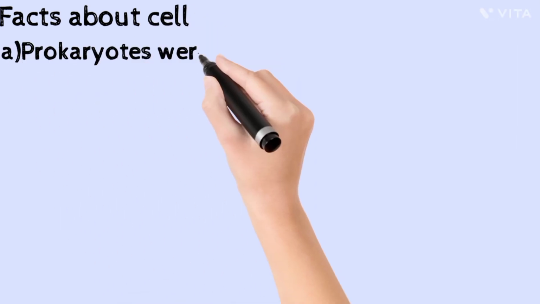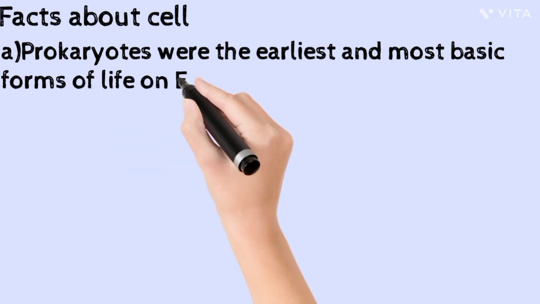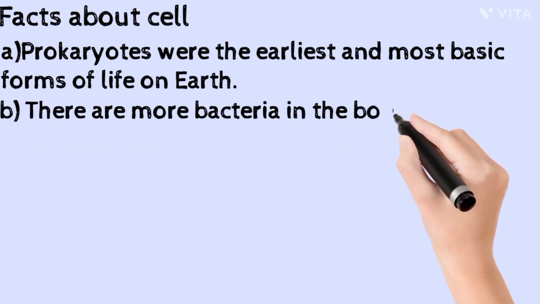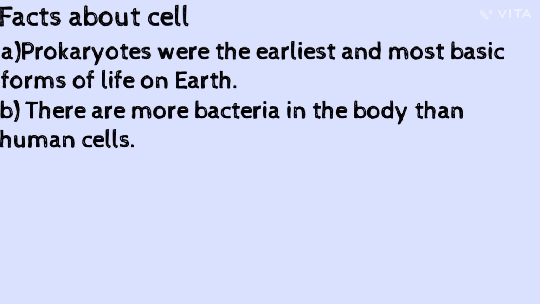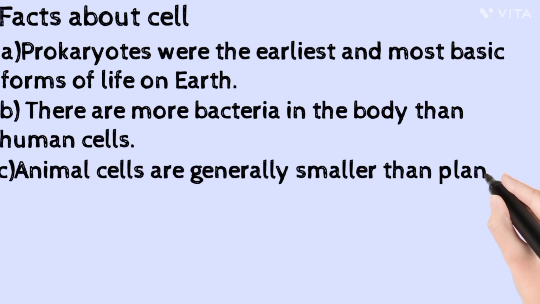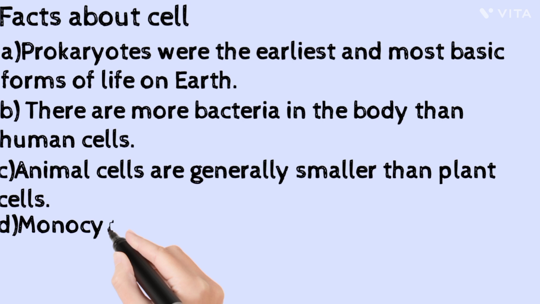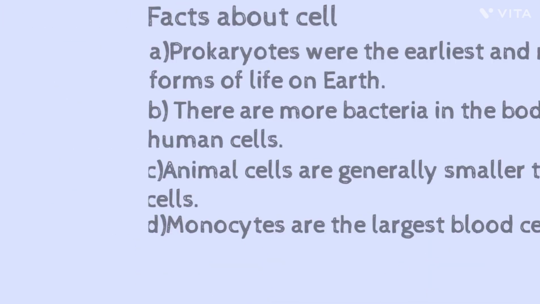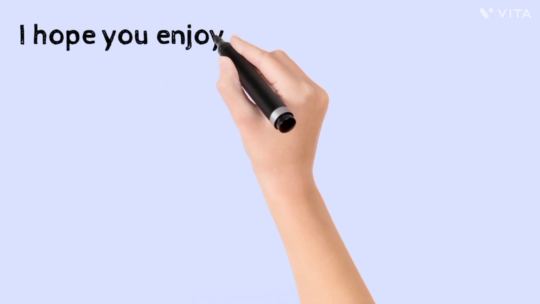Now, let us move on to the facts about cell as promised. Prokaryotes were the earliest and the most basic form of life on earth. There are more bacteria in the body than human cells. Animal cells are generally smaller than the plant cell. Monocytes are the largest blood cells.